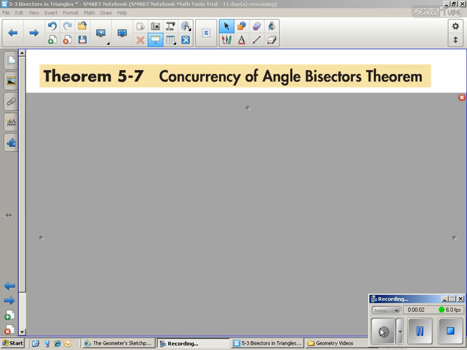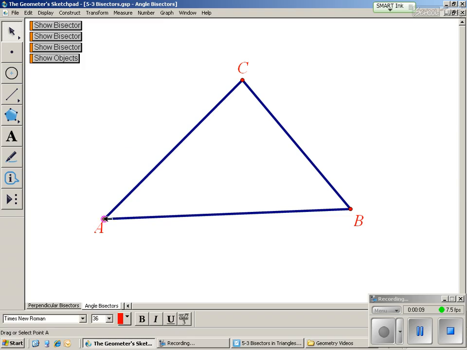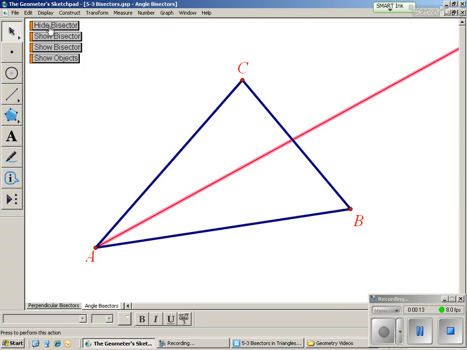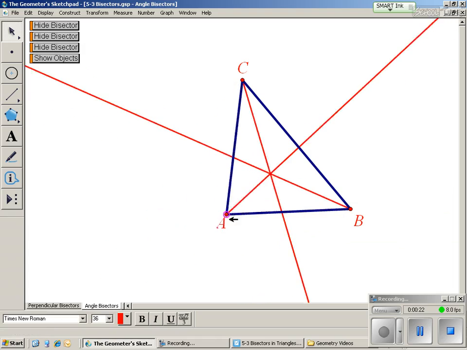In this section, we'll talk about angle bisectors and how they're related. And we'll begin by looking at a Geometry Sketchpad file. Here's triangle ABC. I will draw in the angle bisector of angle A, and the angle bisector of angle B, and the angle bisector of angle C. Now, you should notice that they are concurrent.